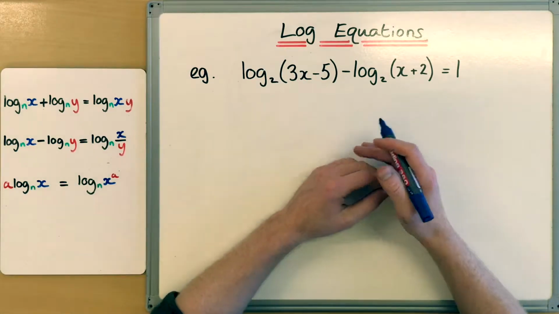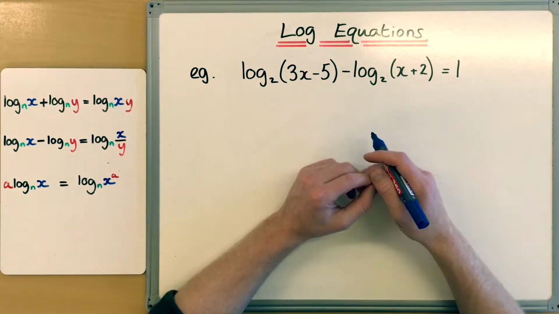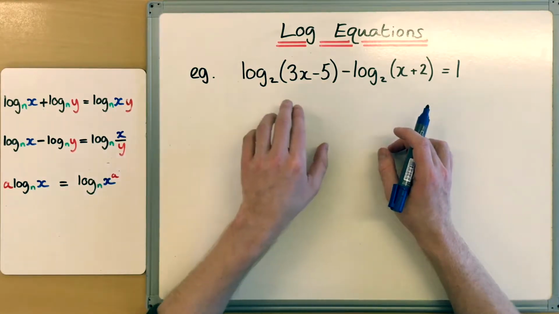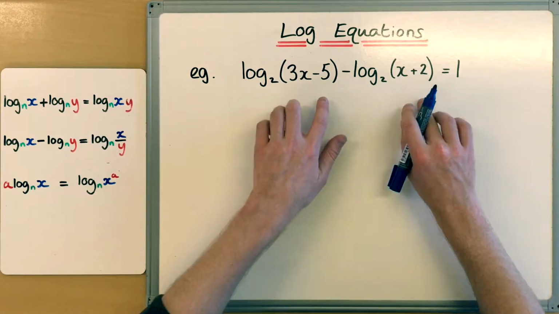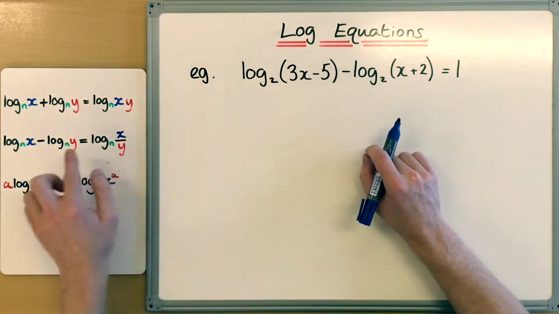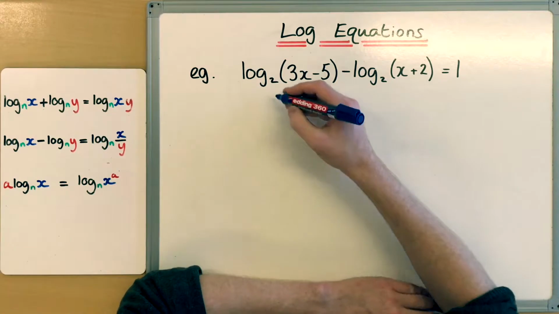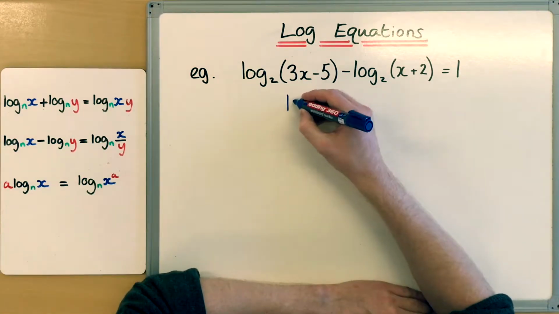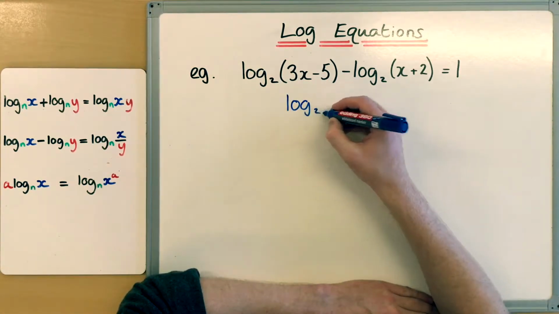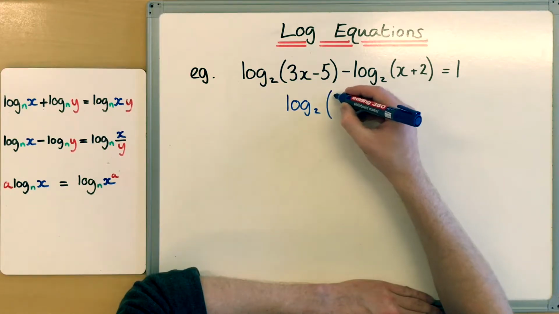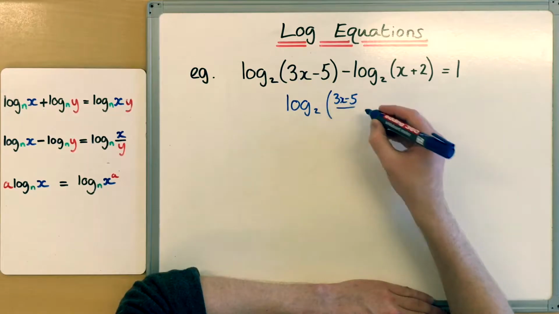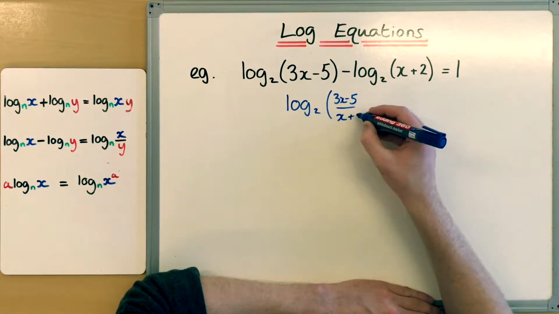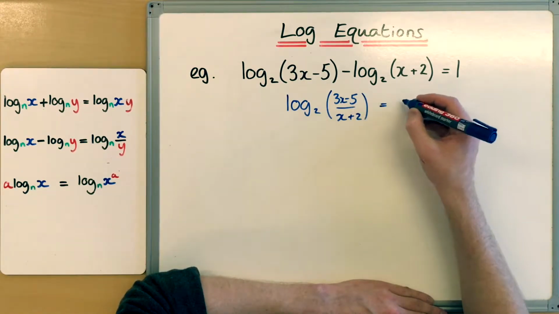So here we've got another log equation to solve, so we're looking to get x equals for our answer. First of all, looking at the left hand side, I can use my log rules. Log 2 of this bracket, take away log 2 of this bracket. It's really tempting just to push these together, but take away means I'm going to divide them. So this becomes log to the base 2 of 3x minus 5 divided by x plus 2. And that is equal to 1.